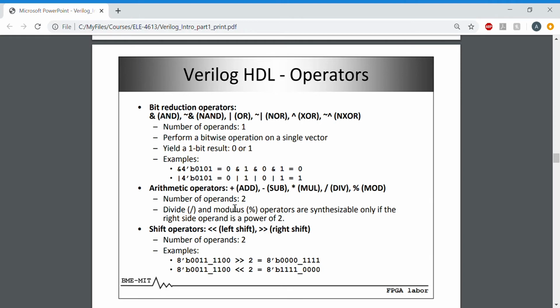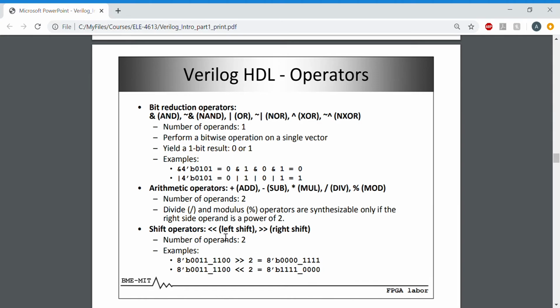Arithmetic operators. These are very simple: plus, minus, multiply, divide, and modulo. Number of operands is 2. Divide and modulus operators are synthesizable only if the right side operand is a power of 2. This is in standard Verilog. But there are some special compilers that will actually do the division, create a divisor, and they will tell you to select that. But they are rare. In general, this statement is correct. If the divisor is a power of 2, then it is going to be just shifts.